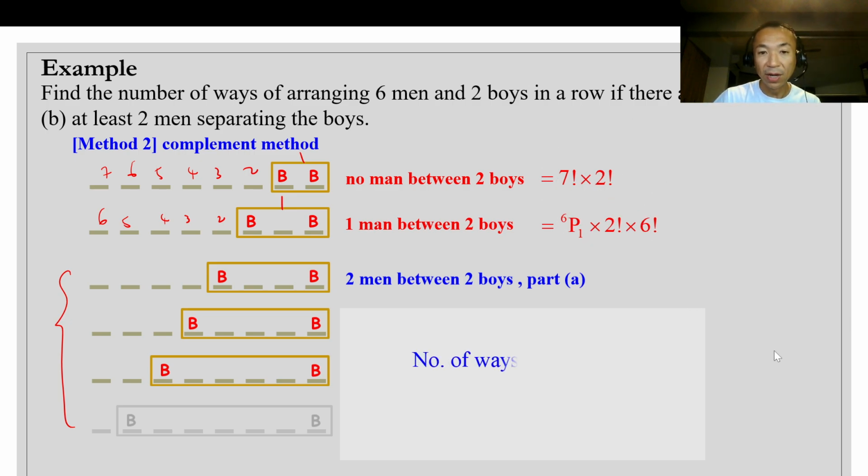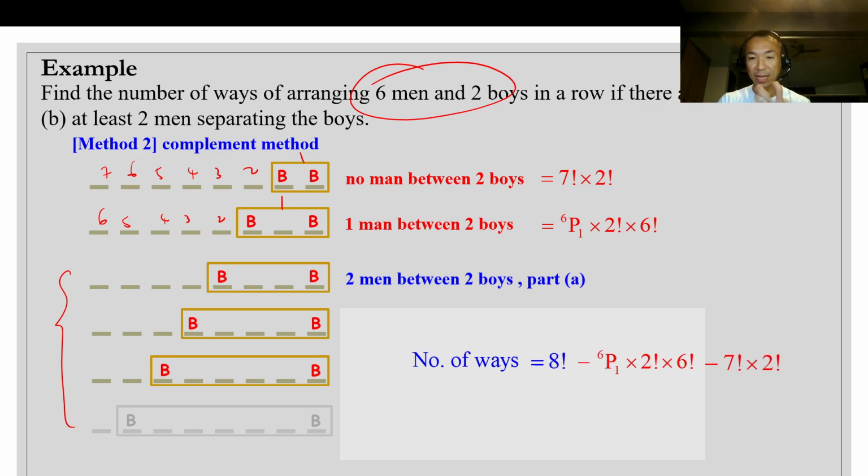So, therefore, the final answer must be the total number of ways without any restriction. Basically, it is these 8 people arranged together. So, must be 8 factorial. Minus away the 2 complement cases. Then you will get your final answer.